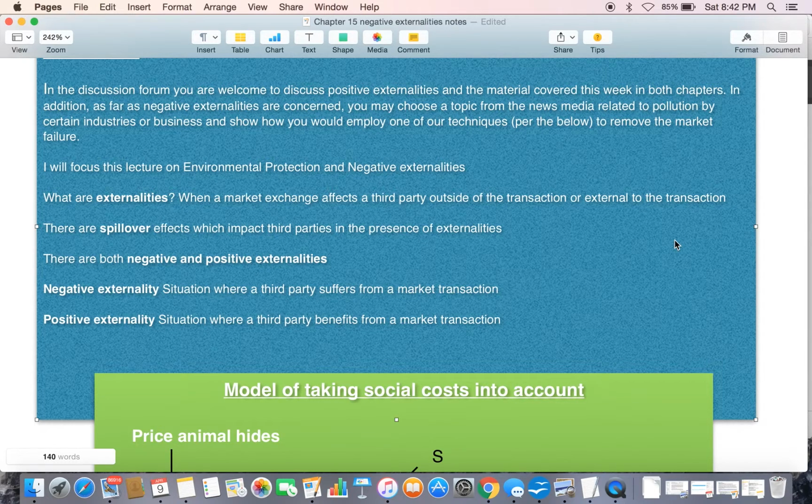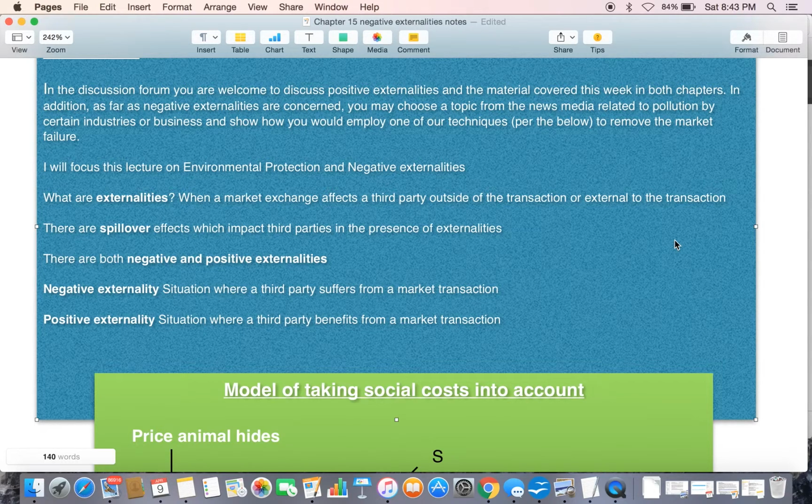So what's happening is when they're playing the loud music, there are spillover effects, and these impact third parties in the presence of externalities. So we have both negative and positive as I've illustrated. A negative externality is a situation where a third party suffers from a market transaction. And a positive externality is a situation where a third party benefits from the market transaction. So if someone's playing country music very loud next door, and you're having to listen to it too, and you like it, you are benefiting from the country music being played, and this is a positive externality. If you don't like it and you're suffering, you're experiencing a negative externality.